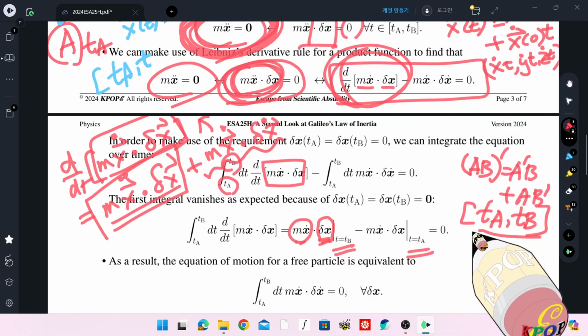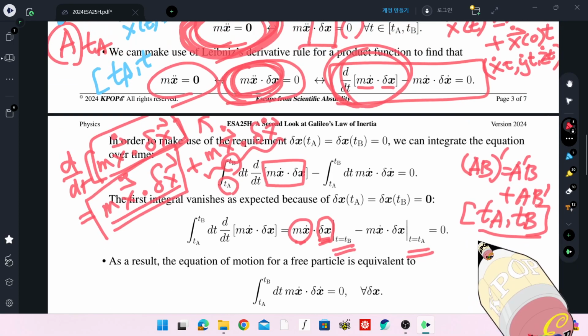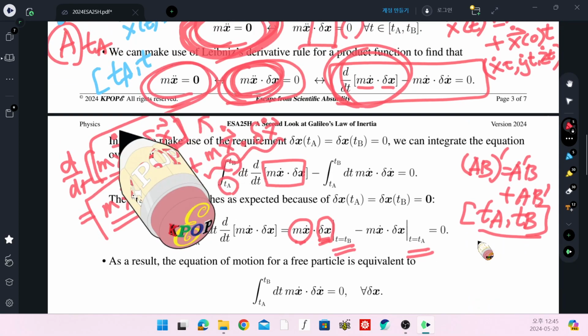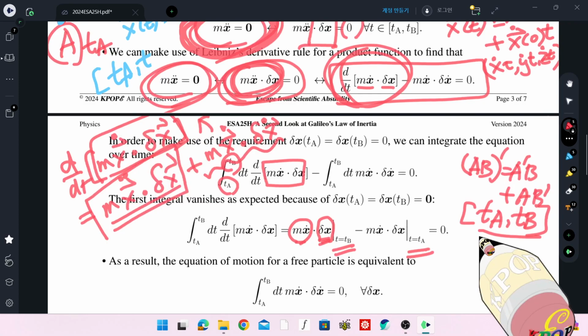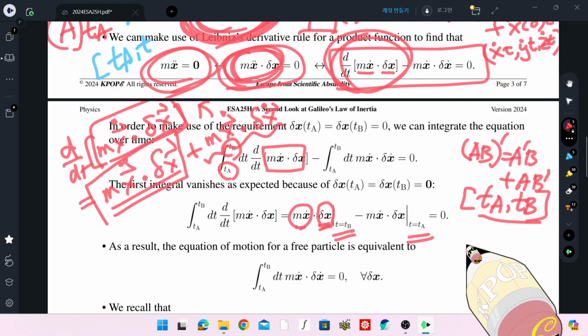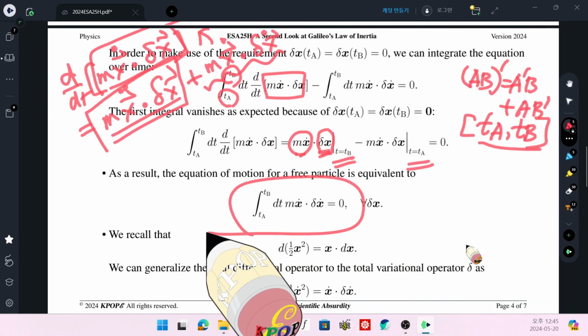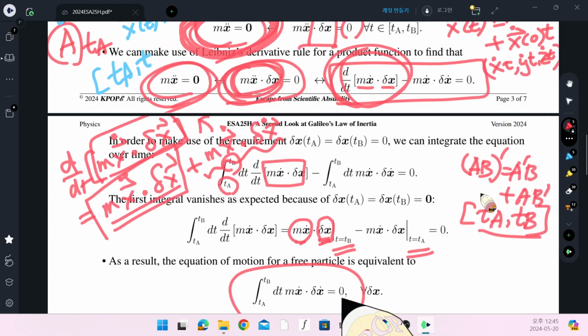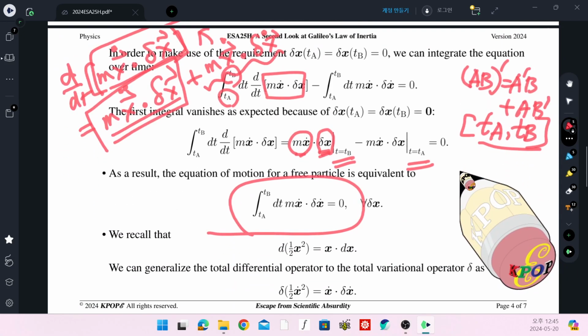As a result, our equation of motion for a free particle, which is nothing but the law of inertia, that the velocity is constant, can be expressed as an integral, and this integral is always 0. Always 0. What's that?